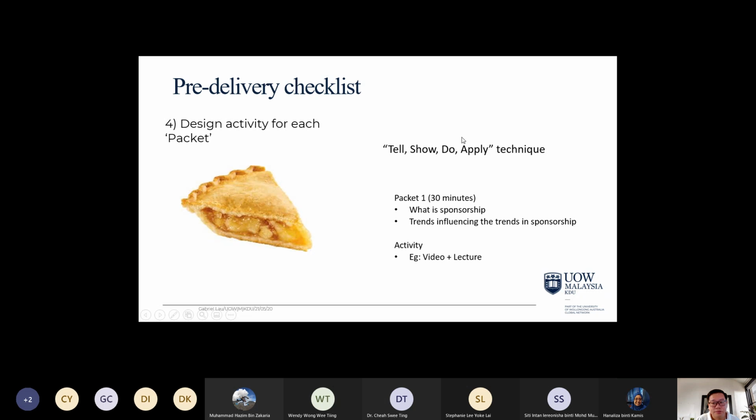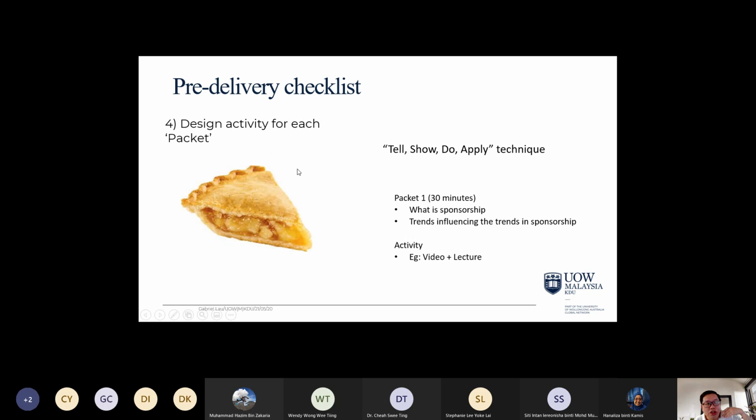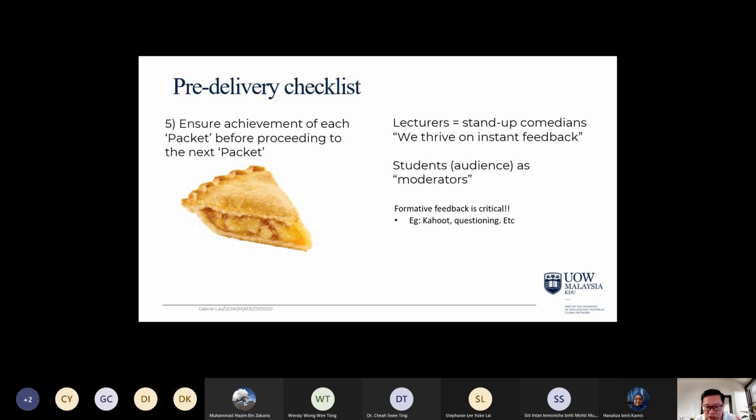All right. Now, next, after you design activities, number 5, ensure achievement of each packet before proceeding to the next packet. So in each packet, you will have your sub goals. The first packet, I'm going to go back a little bit here, is you need to make sure students understand what is sponsorship. Sponsorship could be a definition, and you need to know what the trends are. Students need to know the trends influencing sponsorship. These are the 2 things in the first packet. So upon finishing the first packet, you need to ensure each packet is achieved and students understand before you go to the next one.